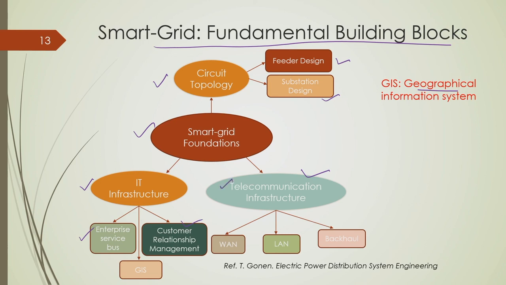Under the communication infrastructure, we have different types of communication, which are wide area network, local area network, and many others. So, these are the different building blocks of a typical smart grid. And some of these blocks I will discuss in more detail in the next part of this lecture.